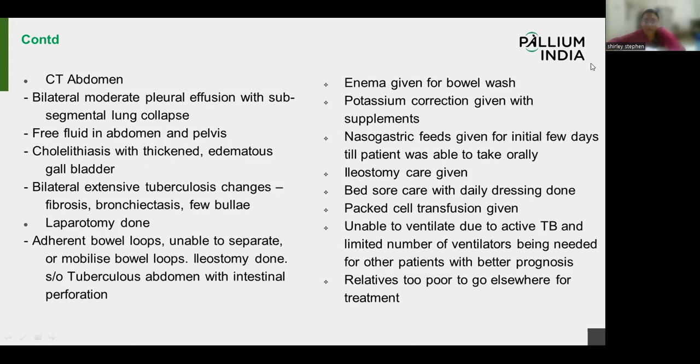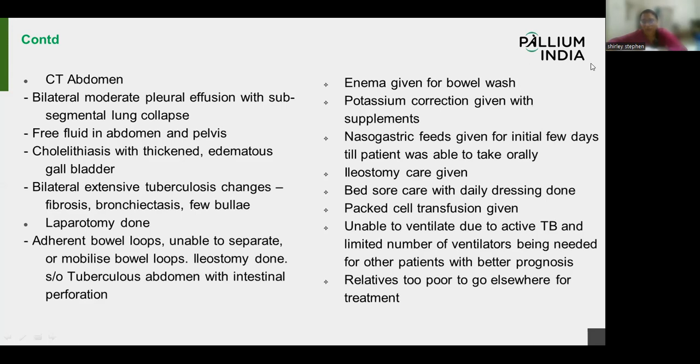So we went ahead with a laparotomy under high risk consent, taking all precautions. The surgeon couldn't do much because the bowel loops were quite adherent. The tissue was very friable. They couldn't separate and mobilize the bowel loops. So for the perforated part of the ileum, they could just do an ileostomy. It was a picture of tuberculous abdomen with intestinal perforation.